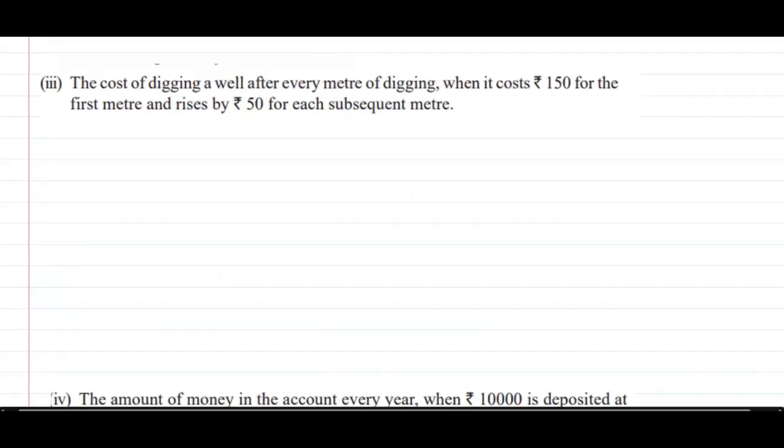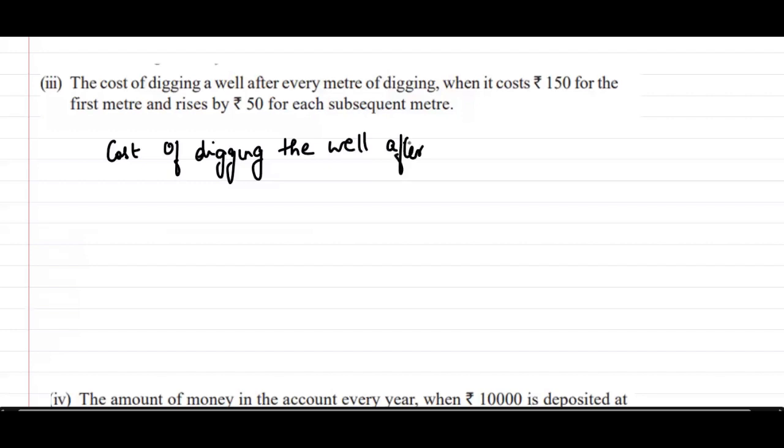Okay, so the starting point here is rupees 150. So we will just write. So this question is quite an easy one. So what is the cost of digging a well after 1 meter? So the cost of digging the well after 1 meter, it will be rupees 150.